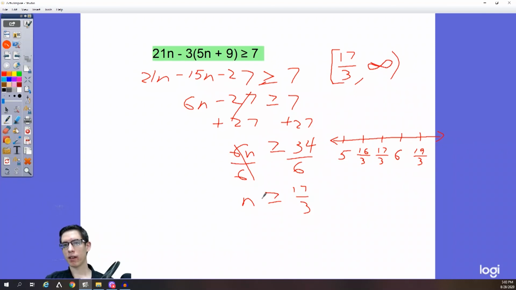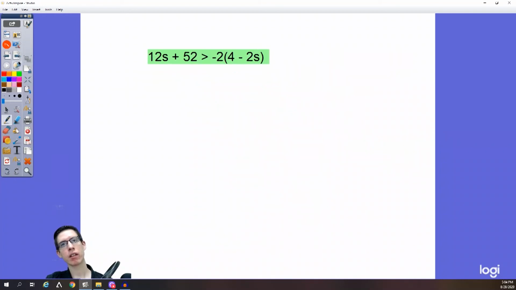And because n is greater than or equal to 17 thirds, I've got to put a closed circle again right on that 17 thirds. And then I need to go to the right. Everything that is larger than 17 thirds gets included, just like that. Okay. One more. I've got time. And I think this will be very good.